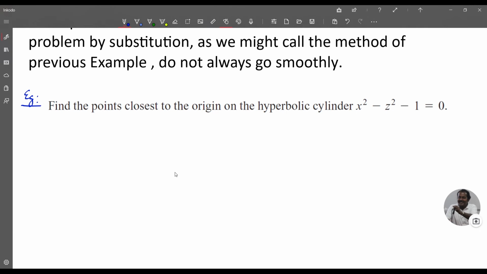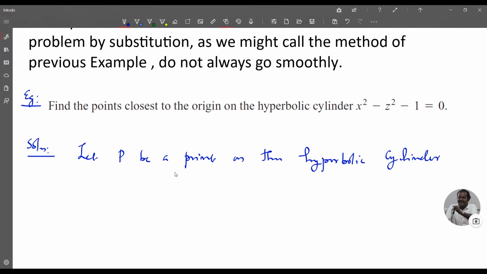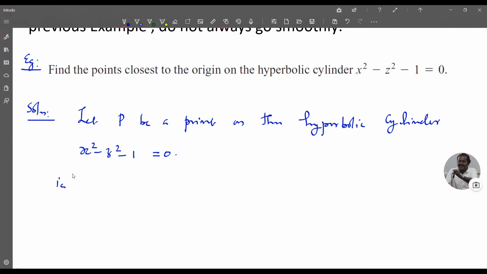So the constraint here is the point lies on the hyperbolic cylinder x square minus z square minus 1 equal to 0. So solution: let P be a point on the hyperbolic cylinder x square minus z square minus 1 equal to 0. That is, P(x, y, z) belongs to the hyperbolic cylinder x square minus z square minus 1 equal to 0. So you may consider this hyperbolic cylinder using GeoGebra.